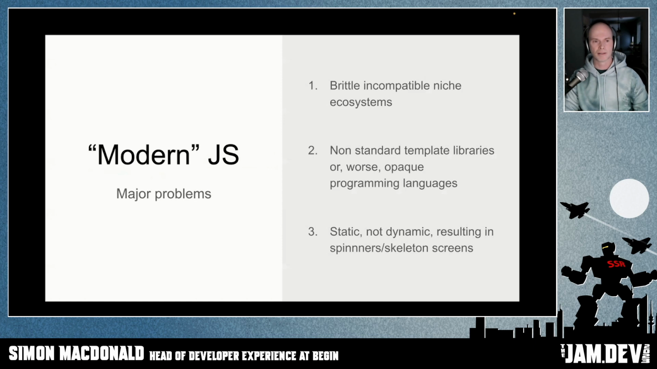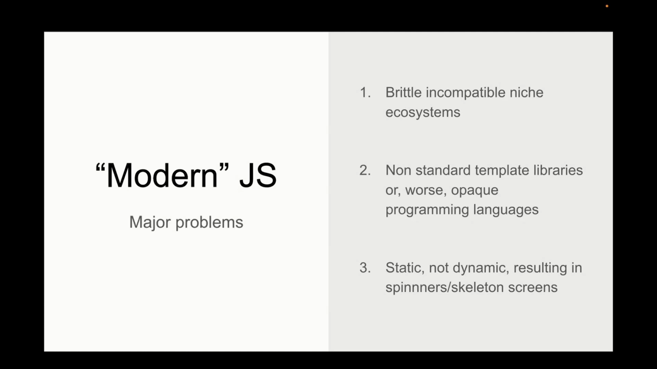Now, with the modern JS ecosystem, we've got some major problems. First, it's brittle. You got these ecosystems that are incompatible with each other, and they often are failing. We also have these non-standard template libraries, or worse, some sort of opaque programming languages that we have to add on top of things, adding more complexity onto building web applications. And quite often they are static, so not dynamic. You're not getting the content that the user is wanting right from the very beginning. And it results in all of these kind of spinners and skeleton screens and really bad metrics on your time to first interaction.